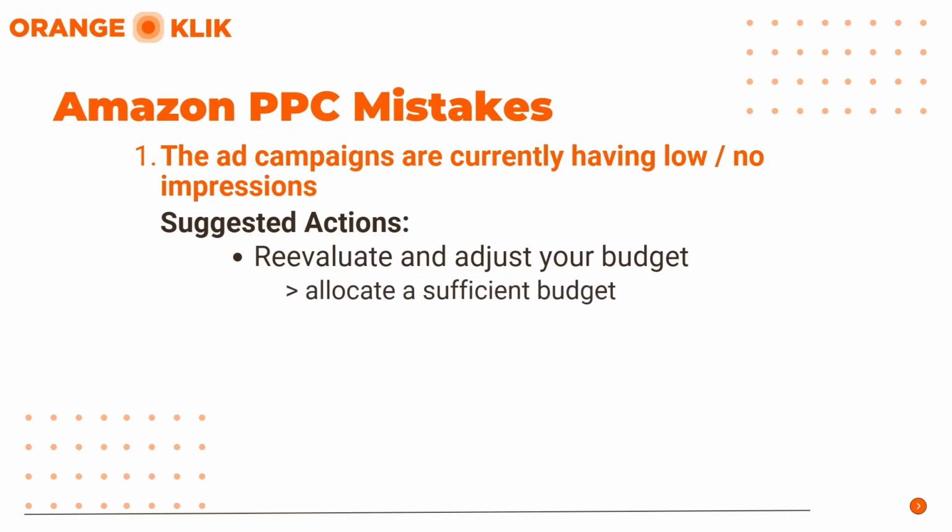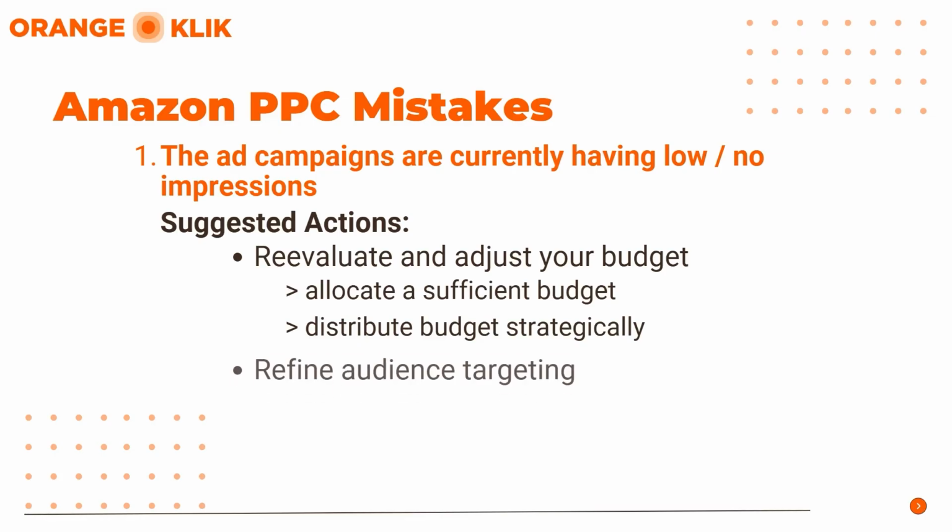Allocate a sufficient budget. If your budget is too low, your ads may stop running early in the day, reducing impressions. And one way to avoid this is to increase your daily budget to ensure your ads are shown throughout the day. Distribute budgets strategically. If your total budget is limited, allocate more funds to high-performing ads or campaigns that are most likely to drive impressions and conversions. Next tip can be to refine audience targeting.